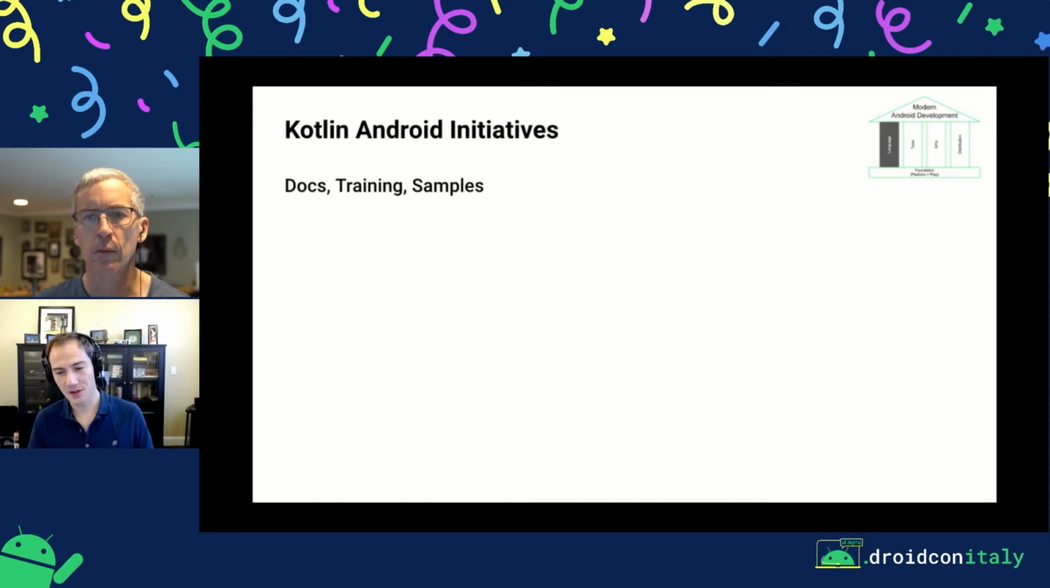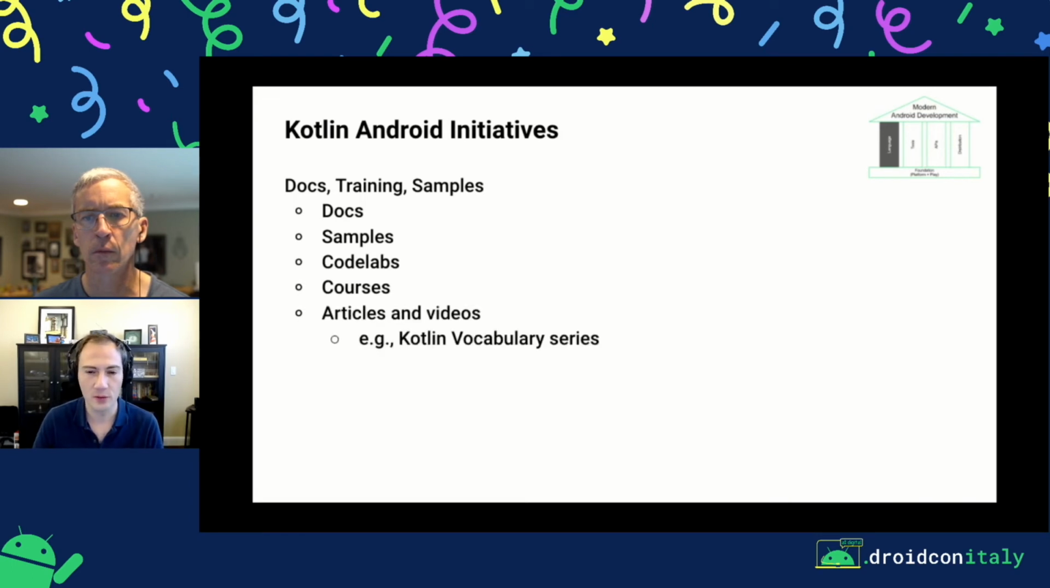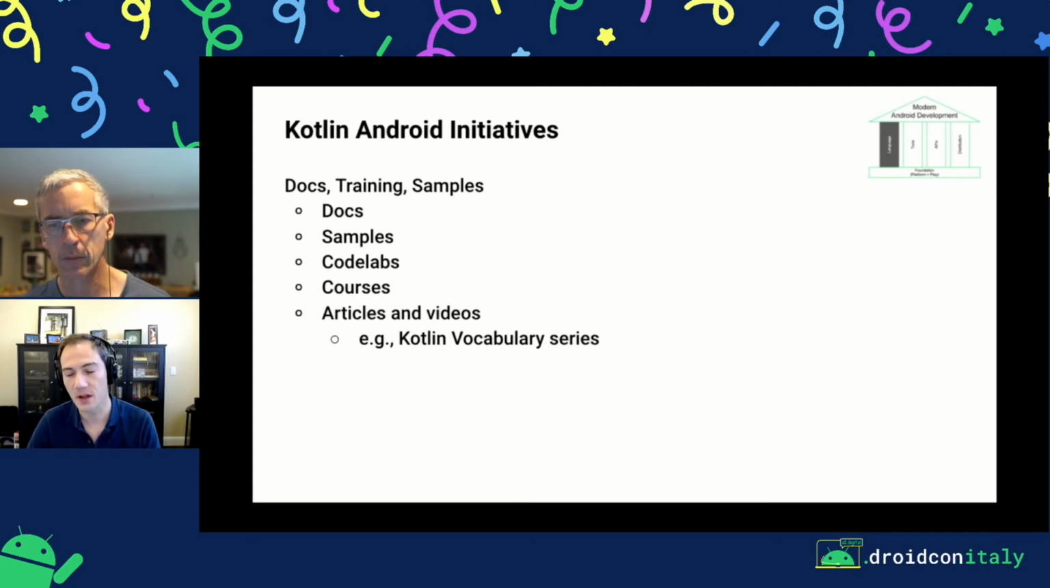And finally, and that's thanks to Chet and his team on the DevRel side, we've been focusing a lot on documentation and training. So we have new documentation, we have samples, we have code labs, we have courses, we have tons of articles and videos. For instance, recently we had this Kotlin vocabulary series that explains some of the concepts that are common in Kotlin. So for instance, if you want to understand coroutines or some features of the programming language, you can take a look at this series.